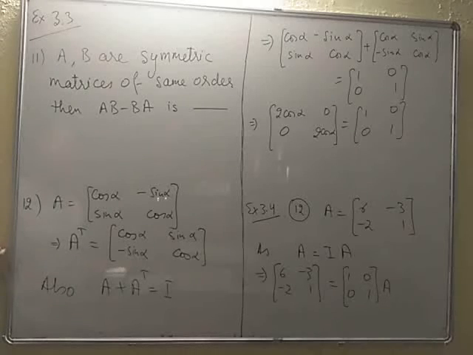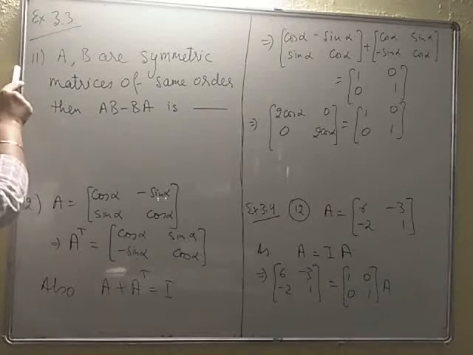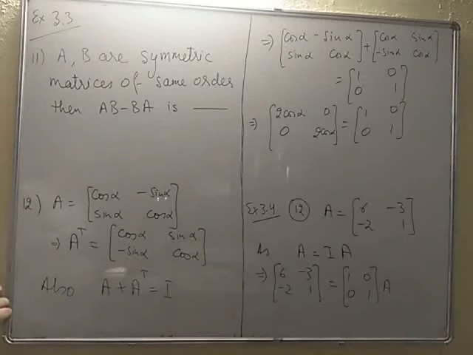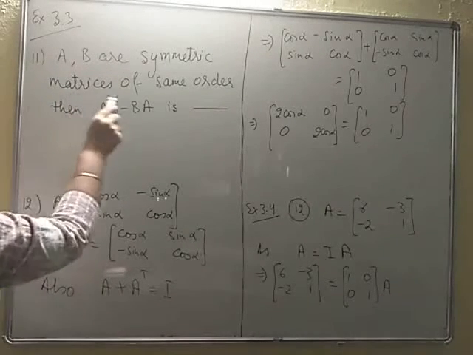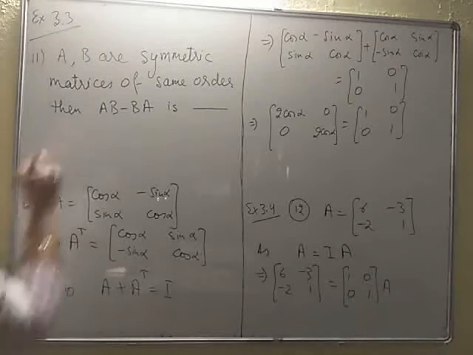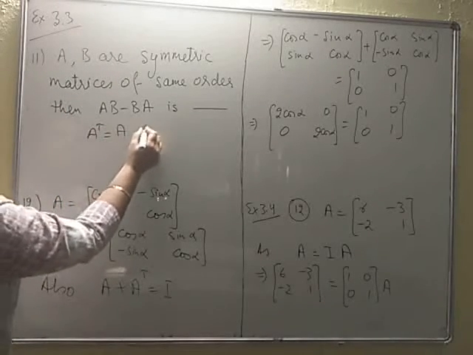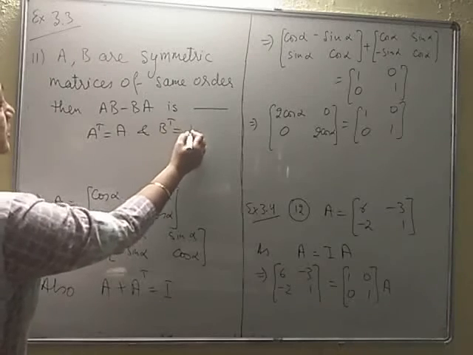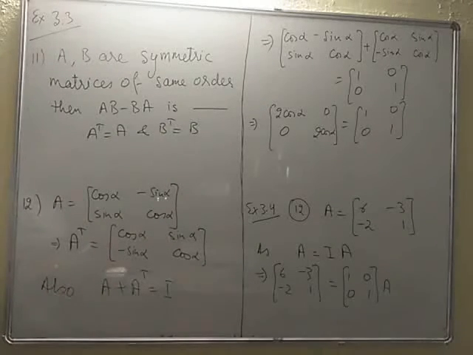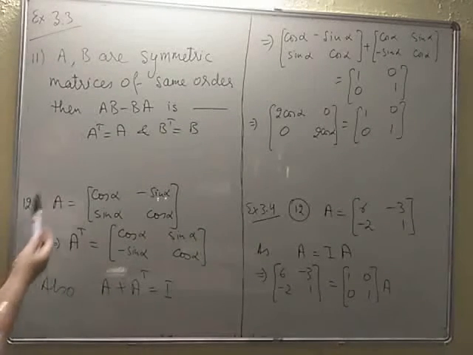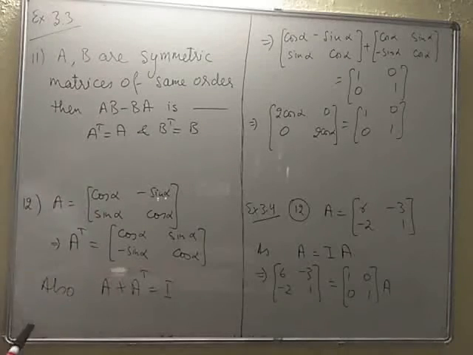Coming to some more queries. Again, these two are multiple choice questionnaires. We'll quickly discuss them. Question number 11 from 3.3. It is given A and B are symmetric matrices. We know if A and B are symmetric, that means we can write A transpose is equal to A and B transpose can be written as B. So this is the given condition. Under this condition, you tell what is AB minus BA.